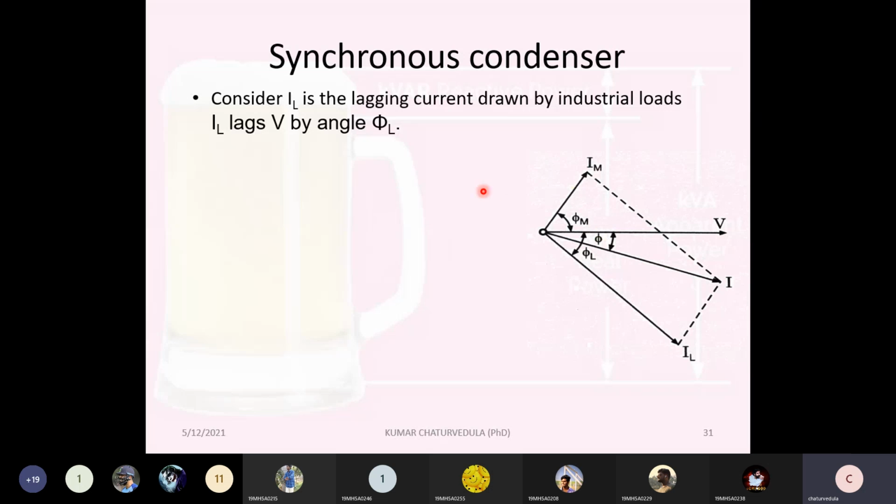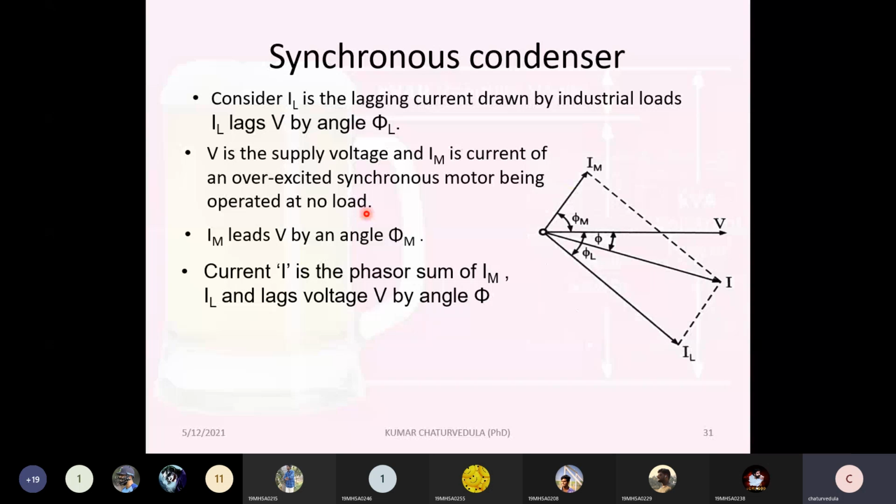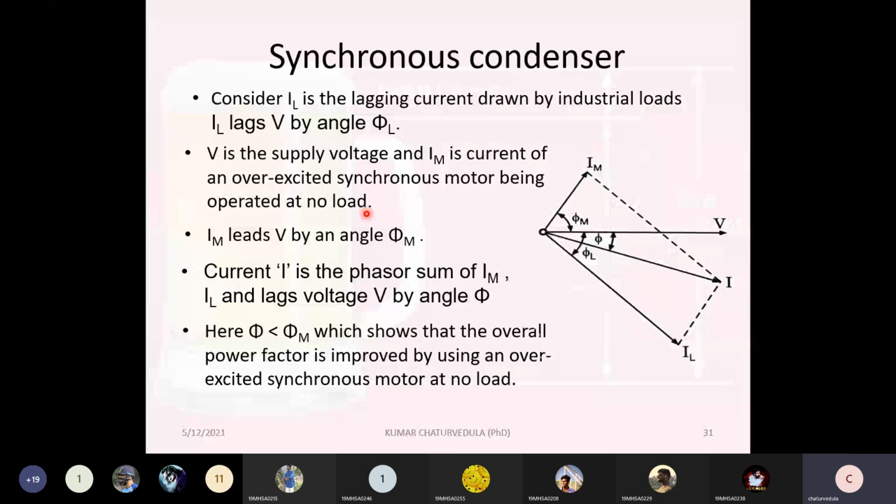IL is the lagging current drawn by the industrial load. IL lags V by an angle phi L. V is the supply voltage and IM is the current of the overexcited synchronous motor, which is being operated at no load. IM leads V by an angle phi M. Current I is the phasor sum of IM and IL, and lags voltage V by an angle phi. Phi is always less than phi M, which means the overall power factor is improved by using an overexcited synchronous motor. This is how, by using a synchronous condenser, we improve the power factor.